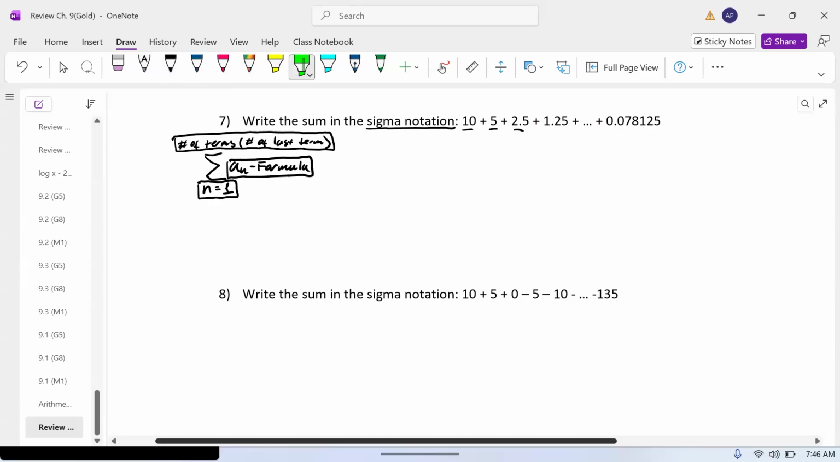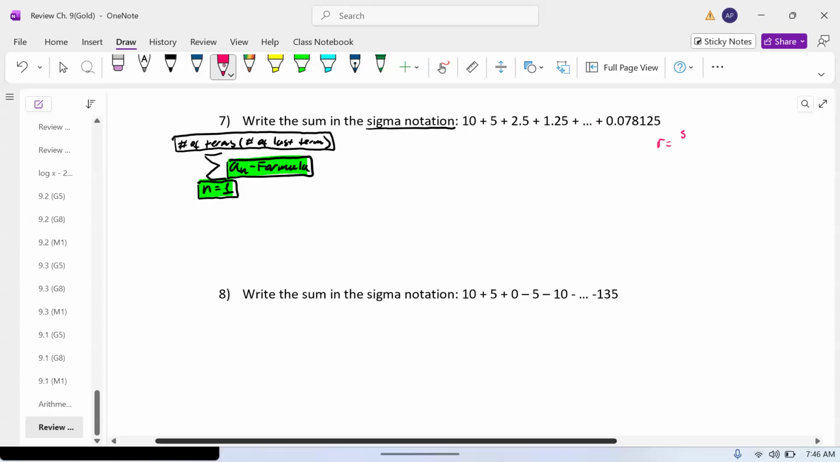Well, the first piece we already know, n equals 1. So we're starting with 1. Now, let's figure out the a sub n formula. To figure out the formula, we're looking at the pattern. Now, in this pattern, we're seeing that we're going from 10 to 5, but then from 5 to 2.5. So it doesn't seem that we're subtracting the same number. Let's check for the common ratio.